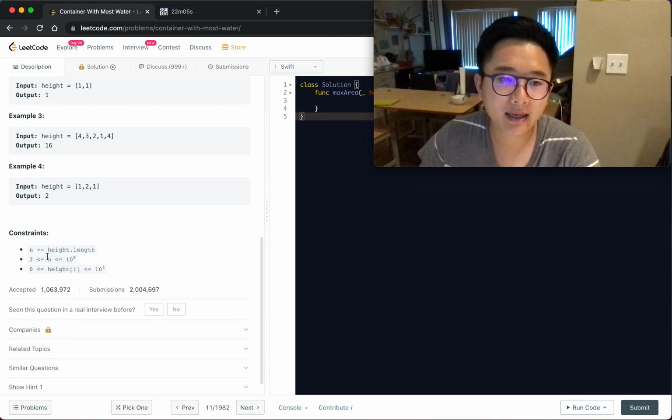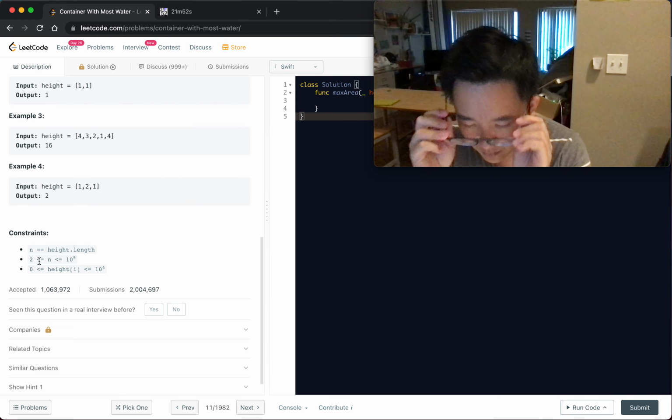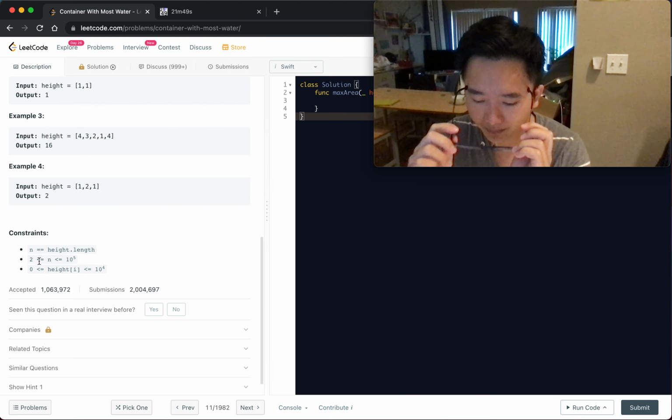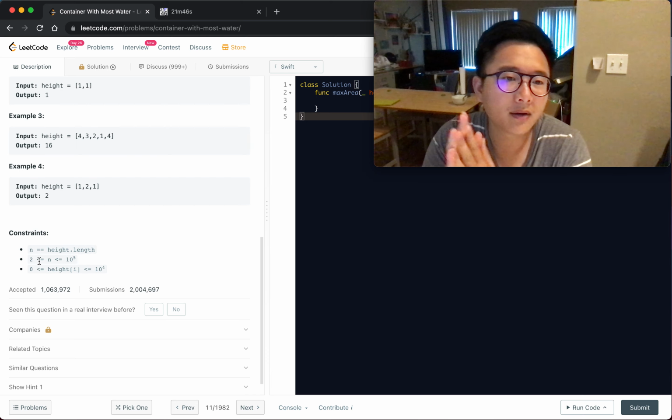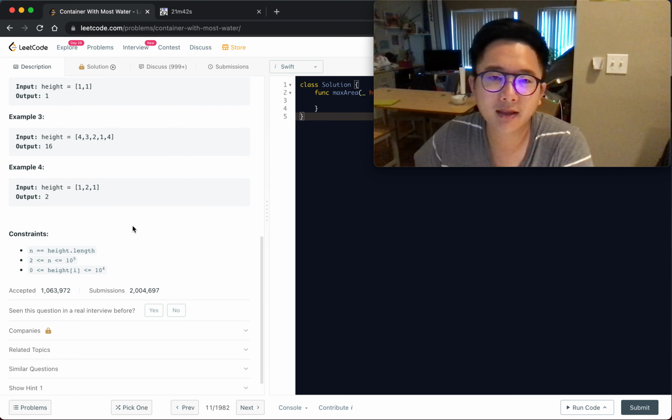N is equal to height.length. So n will be at least 2 and less than 10 to the power 5, which means we don't need to consider scenarios where there are fewer than 2 heights. Okay. And the height is 0 to 10 to the power 4. Okay. It's not that bad.